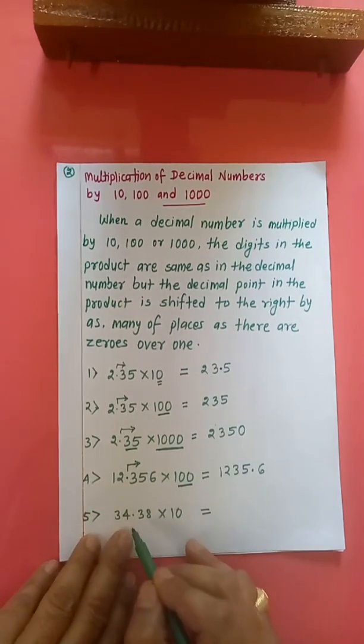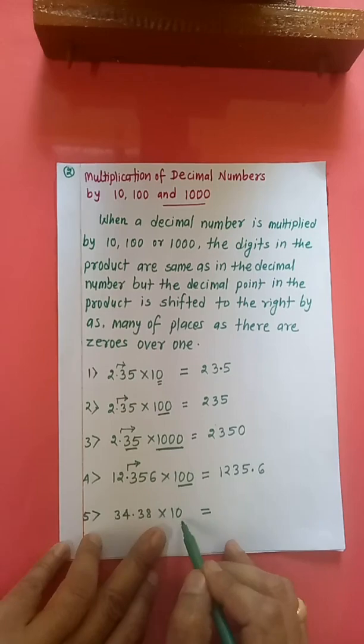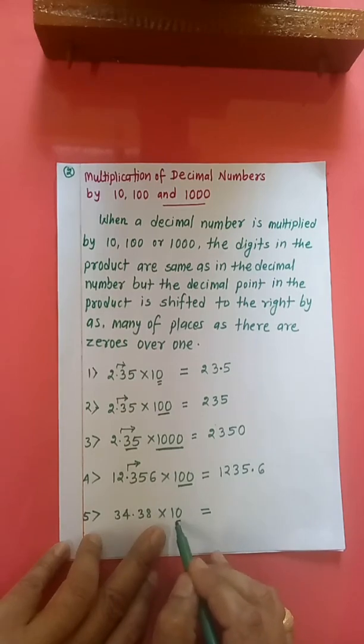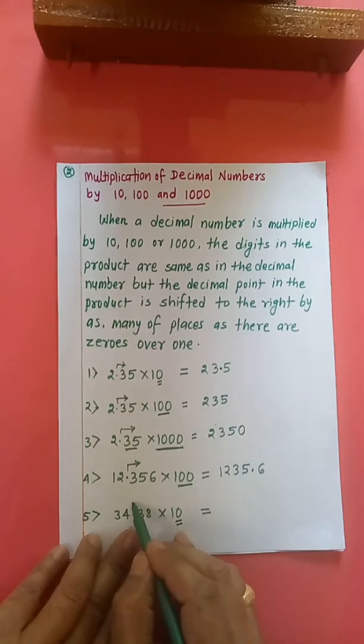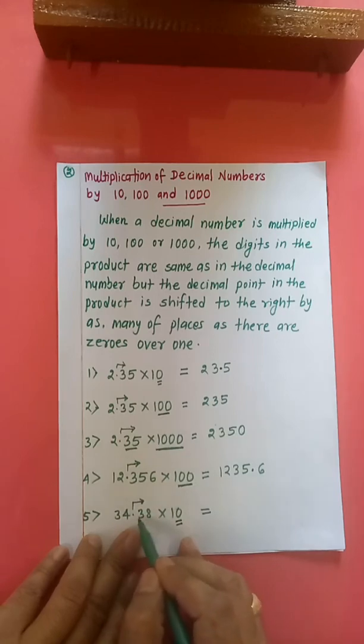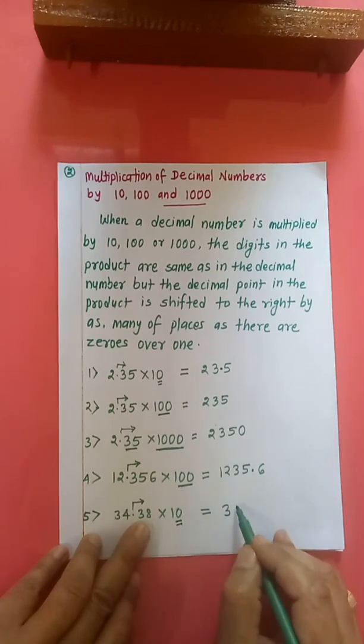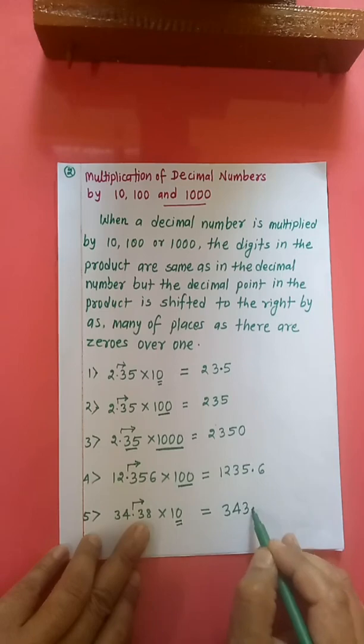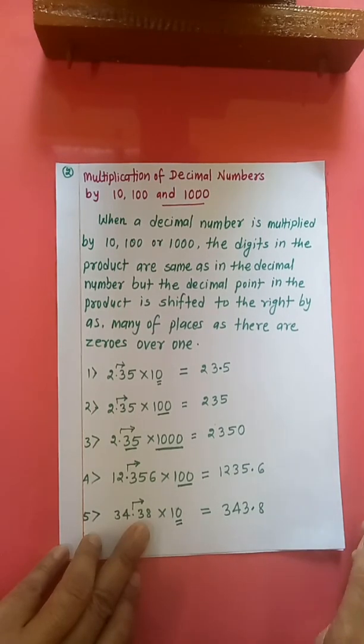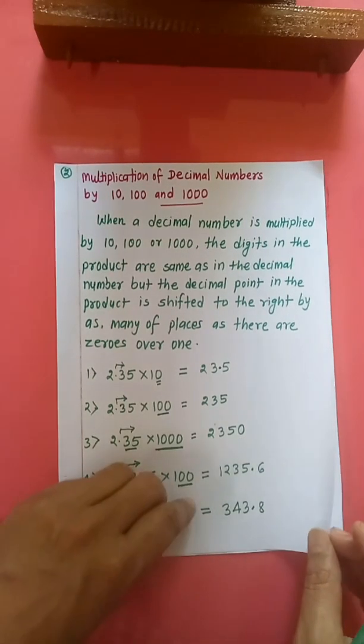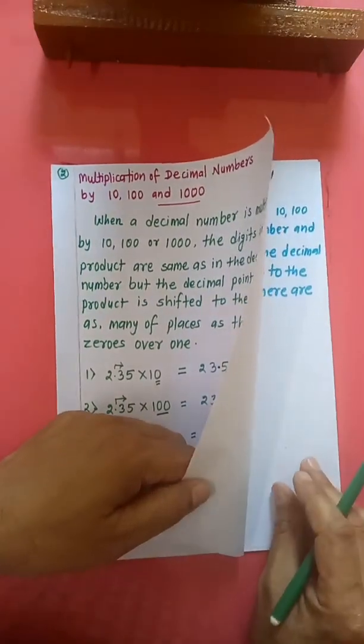Now another example, 34.38 multiplied by 10. Here there is only 1 zero. So the decimal will shift right side just after one place. So the answer will be 343.8. So this is the multiplication of decimal numbers by 10, 100 and 1000.